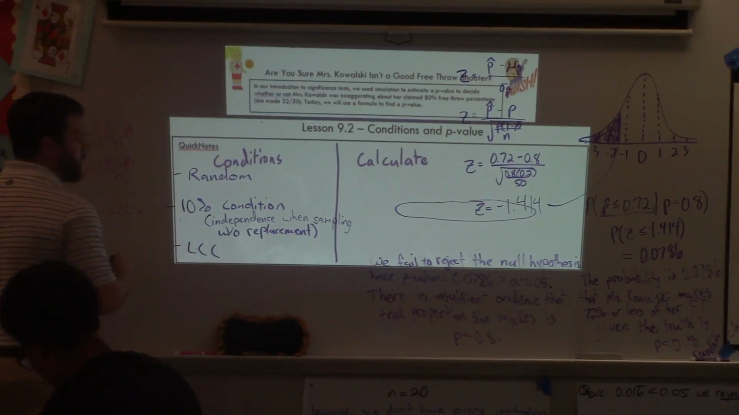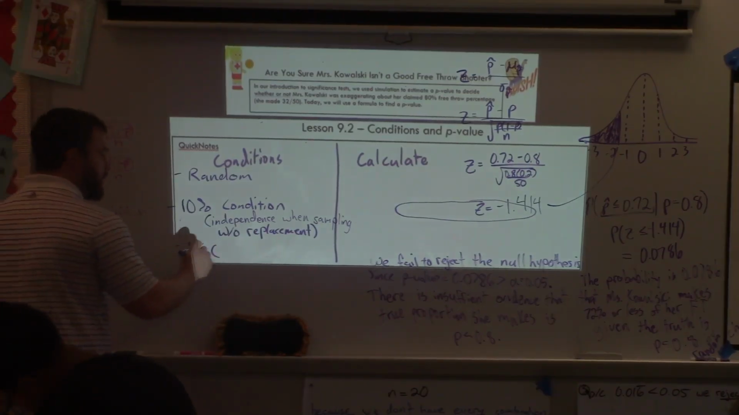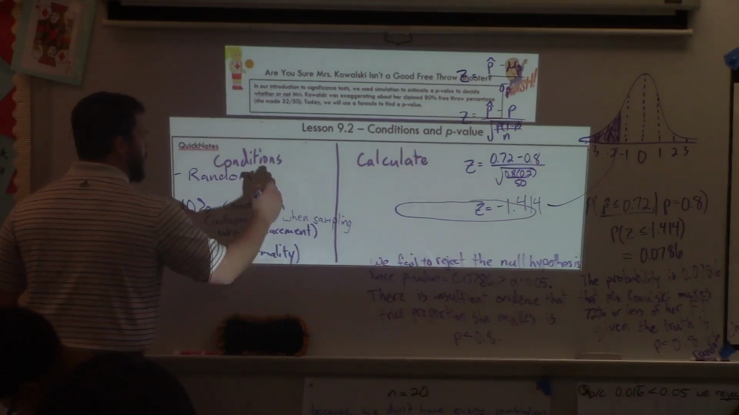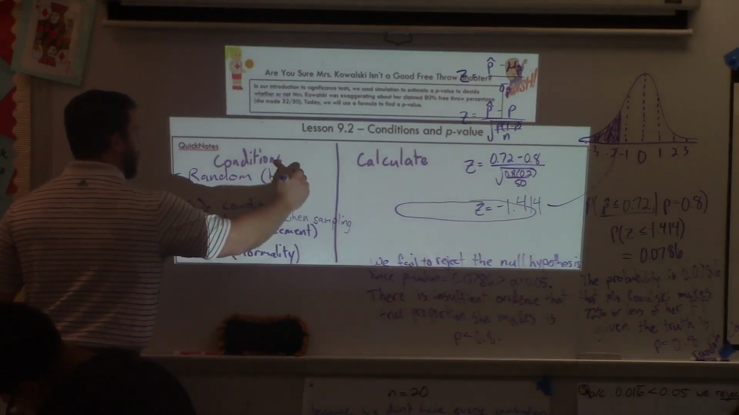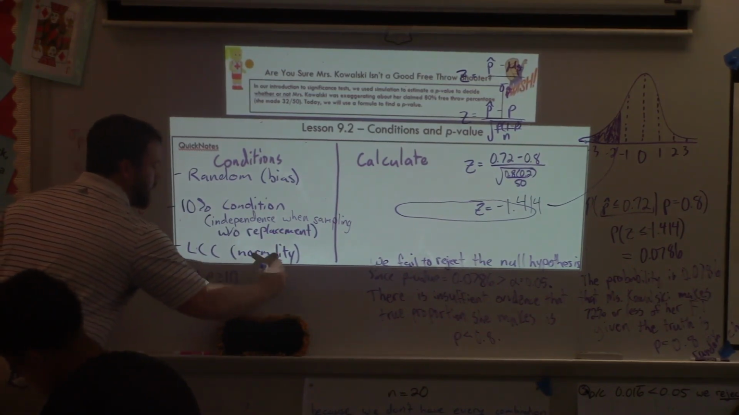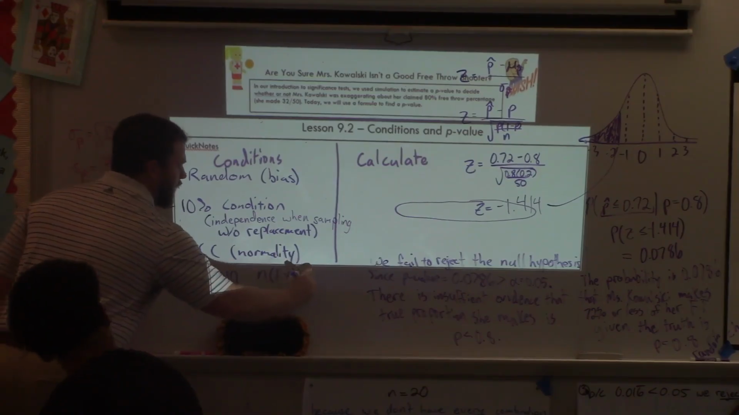Now remember, the large counts condition is about normality. And are we going to use p hat or p here? P. I said p. If we have a p, use the p. If you don't have p, don't use p hat.